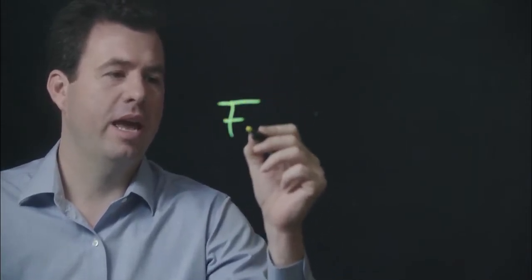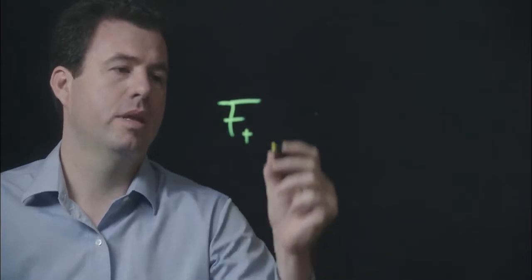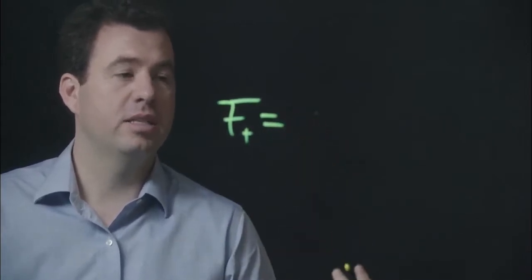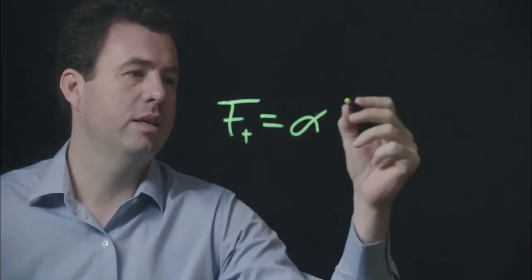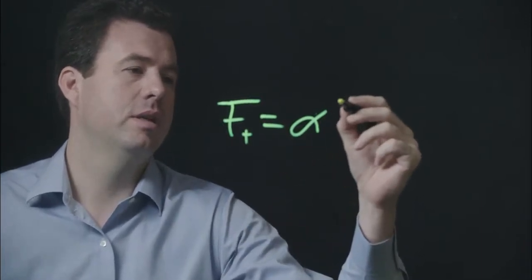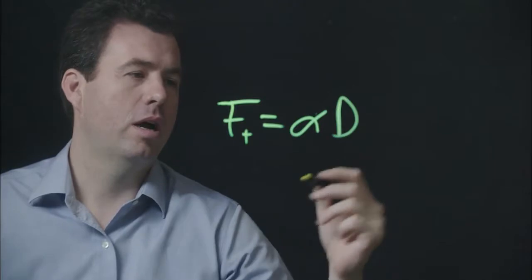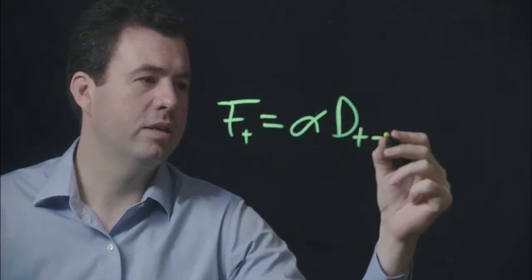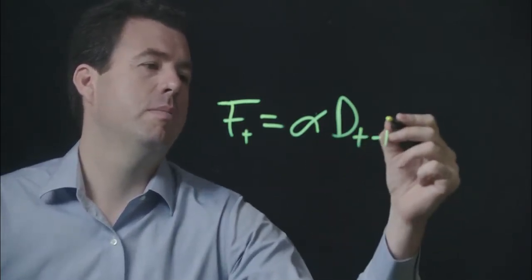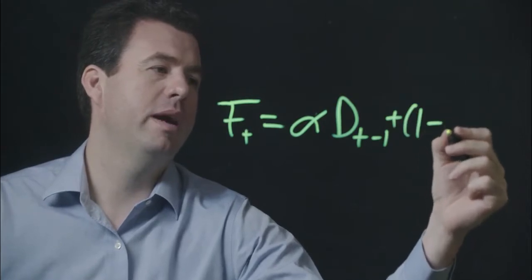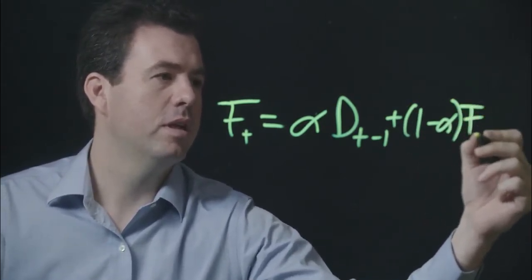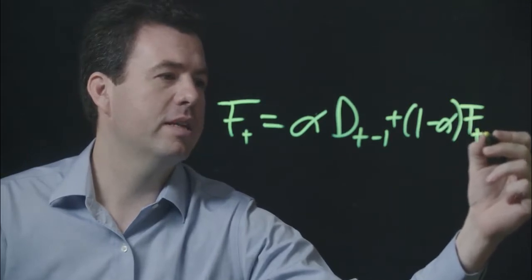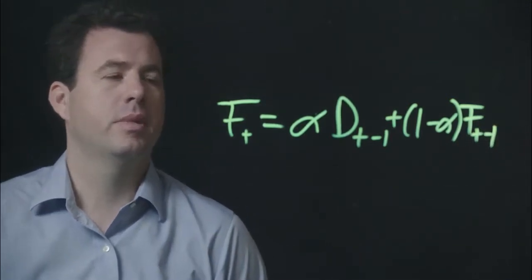So our forecast again is denoted by f sub t, and that is equal to alpha, and I'll explain what alpha means, times our demand at t sub 1 plus 1 minus alpha times our previous forecast at t minus 1.